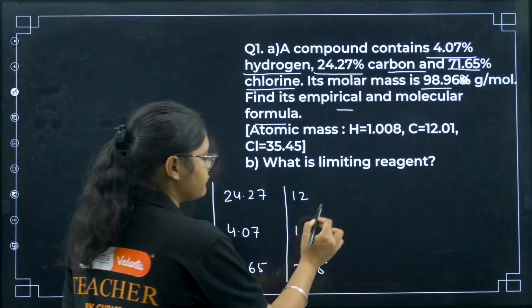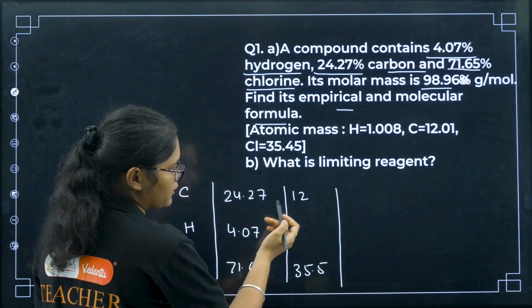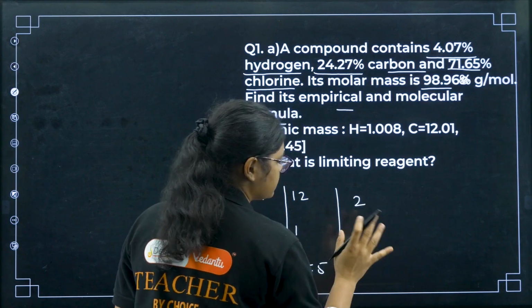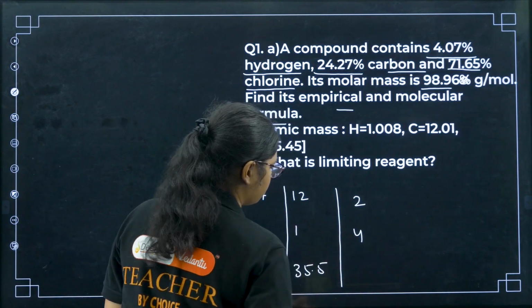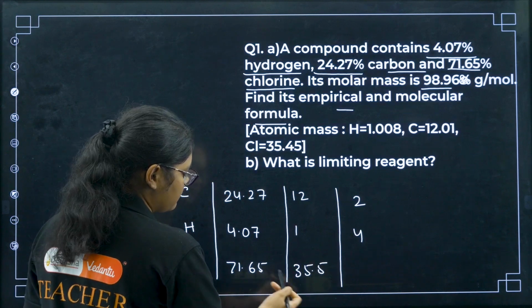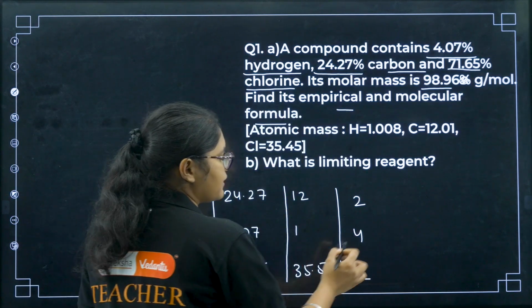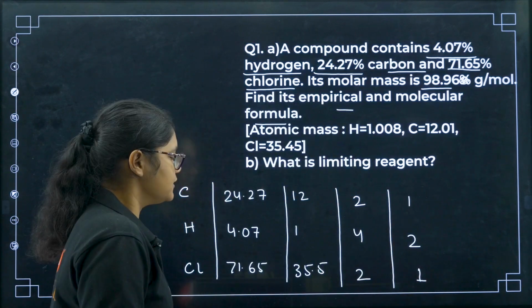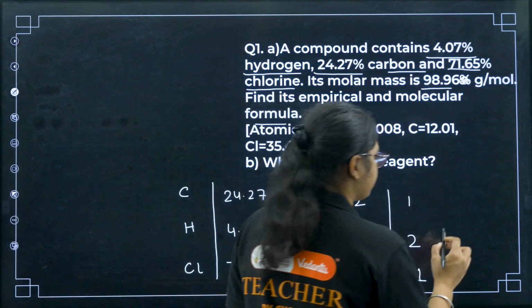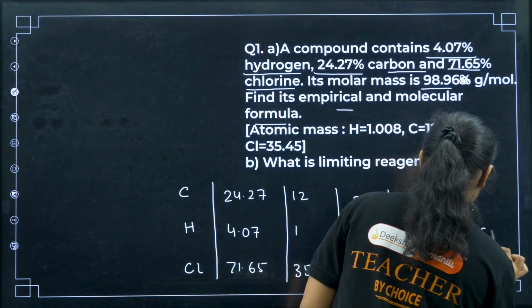Now to calculate the number of moles, you have to divide the percentage by the molar mass. 24.27 divided by 12 will be almost equal to 2. 4.07 divided by 1 will be about 4. Now 35.5 into 2 is 71, so it will be almost equal to 2. Now if I take the whole number ratio, I'll get 1, 2 and 1. So what is the empirical formula? The empirical formula is CH2Cl.